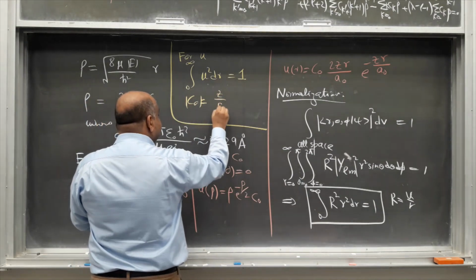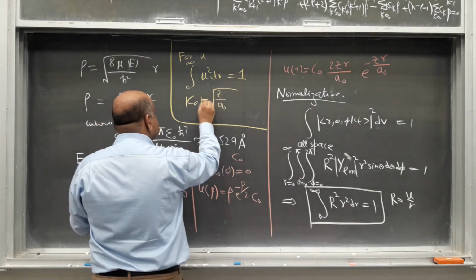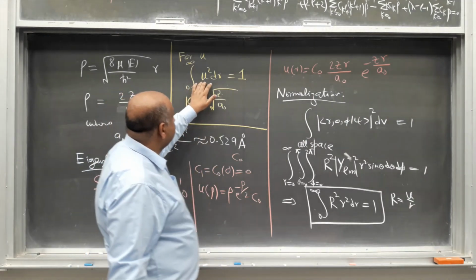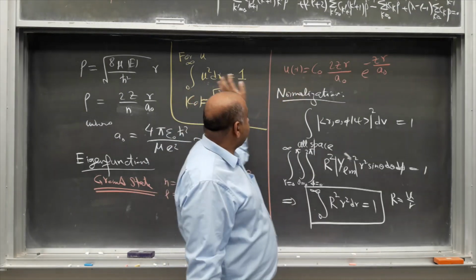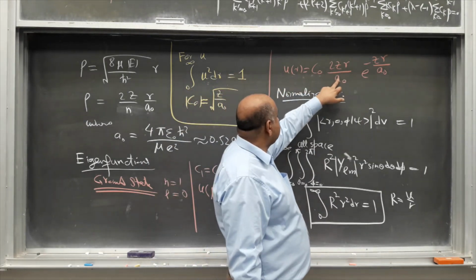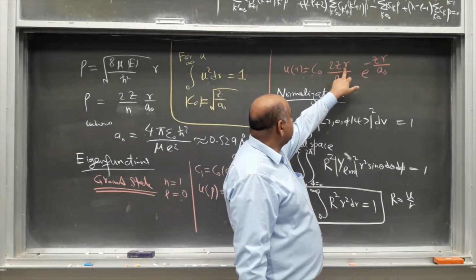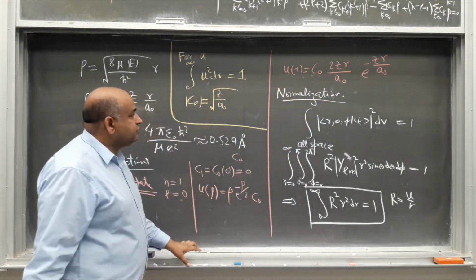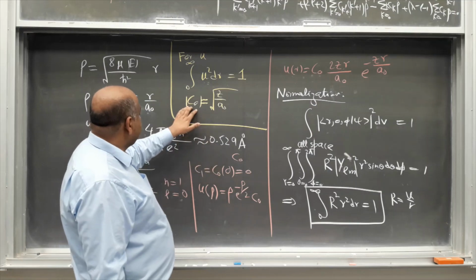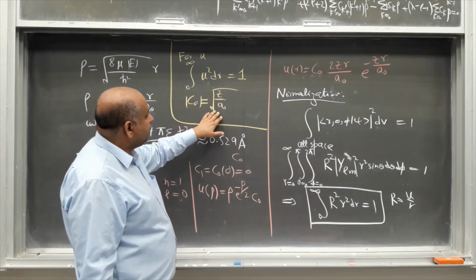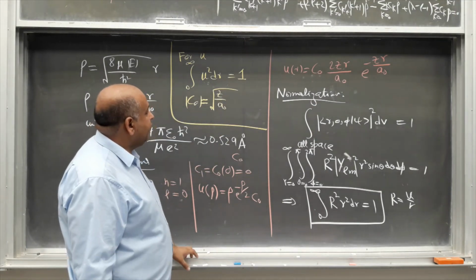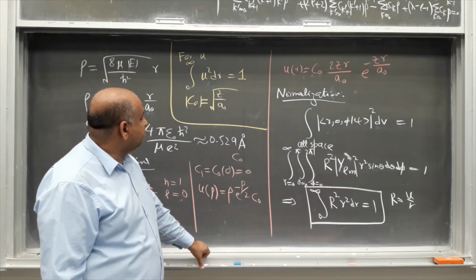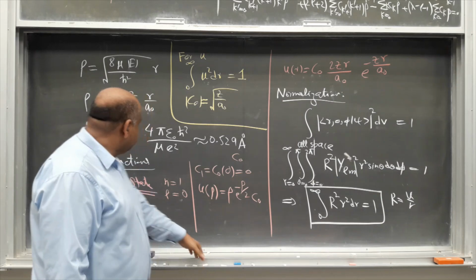Z over A naught squared. So this is an easy integral to find out. You substitute this square here, the C naught, 2Z over A naught gets out of the integral, and you're left with R squared exponential minus ZR over A naught. Two integrations by parts will give you this value of C naught that we can use over here, and we will have our U function for the ground state of hydrogen.